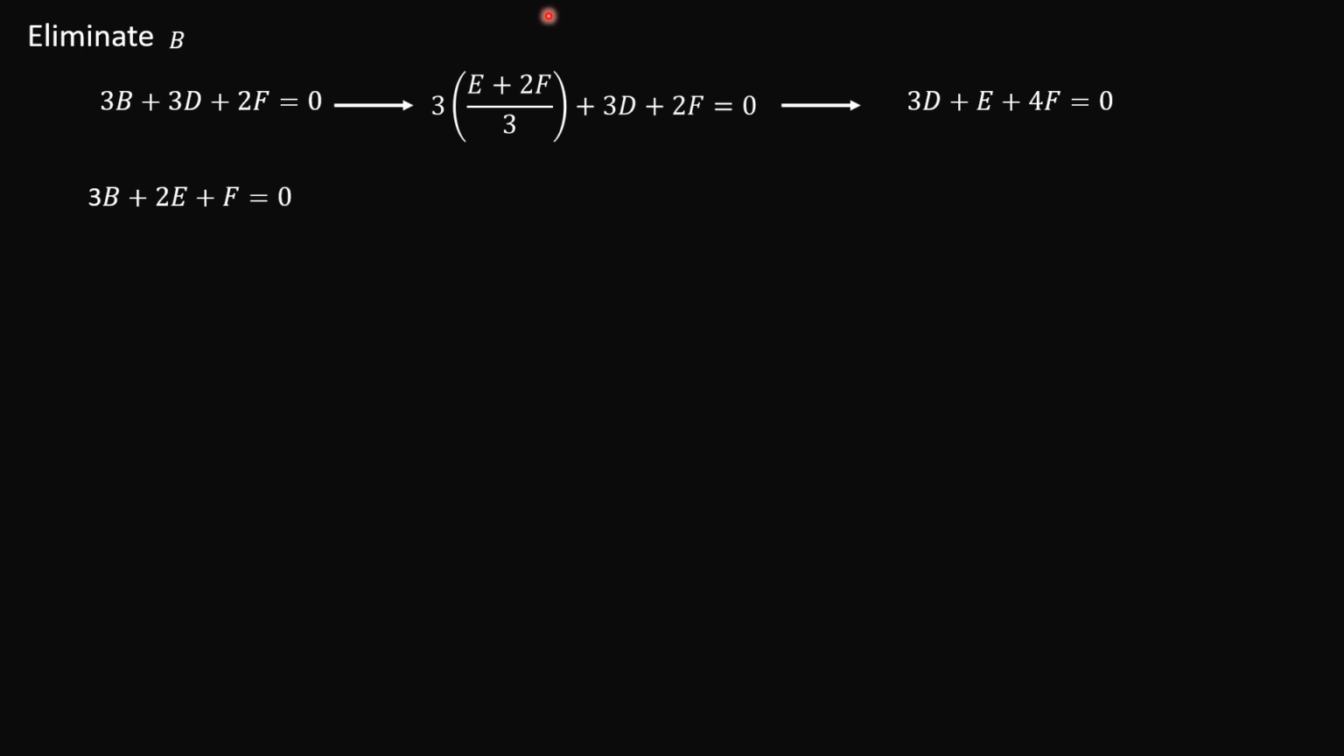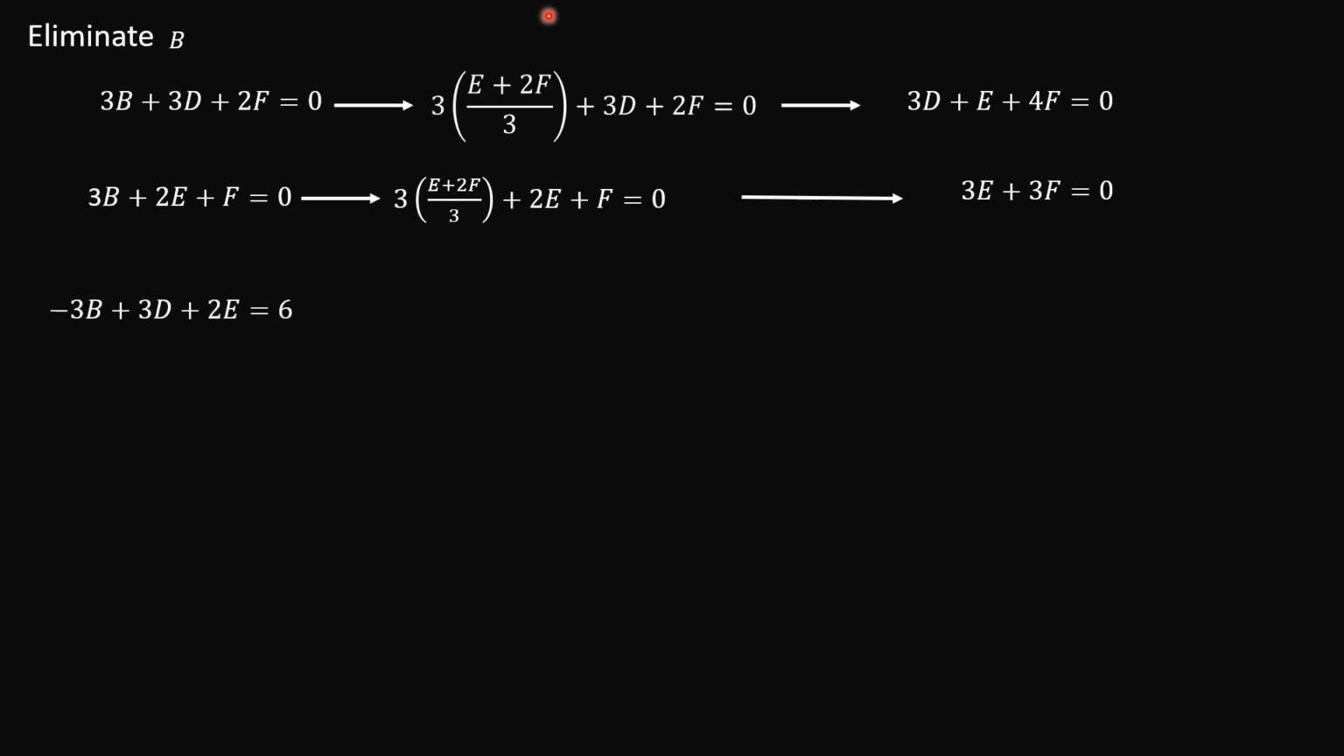And again, if 3b + 2e + f = 0, we substitute for b there, and so 3e + 3f = 0. Lastly, since -3b + 3d + 2e = 6, we substitute for b there, and we get 3d + e - 2f = 6.